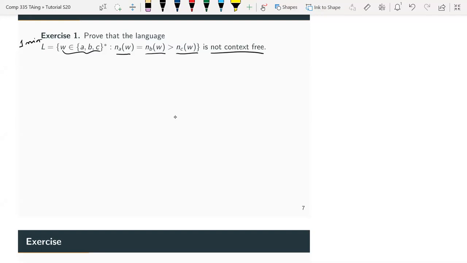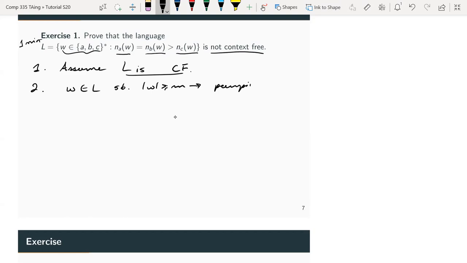So how do we do that? Well, again, like in the example, we assume for the sake of contradiction that L is context-free. Sorry about that. You've already proved it if you assume that L is not context-free, so you assume for contradiction that L is context-free. The second thing you need to do is pick a string W in L such that the length of W is at least M, where M is the pumping length.